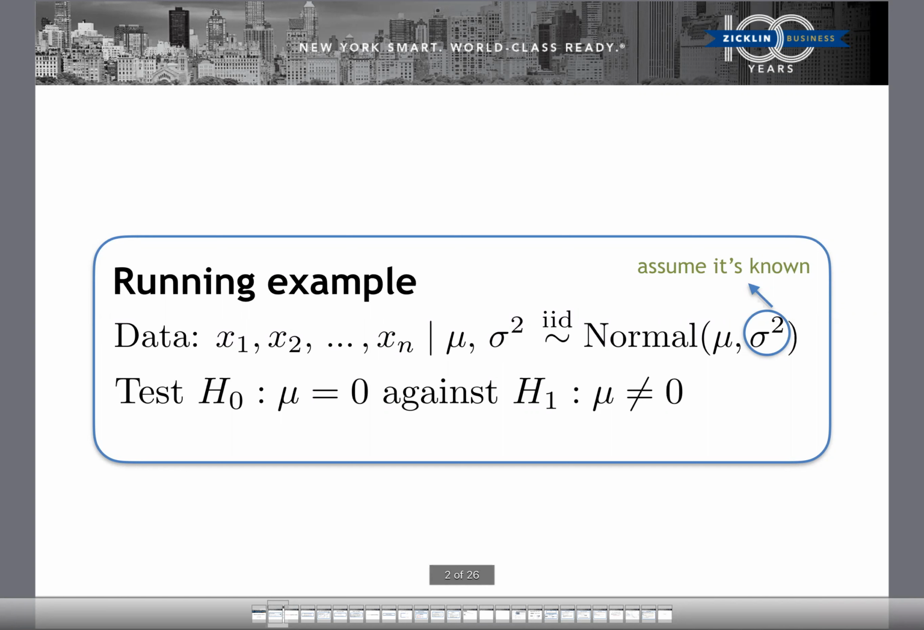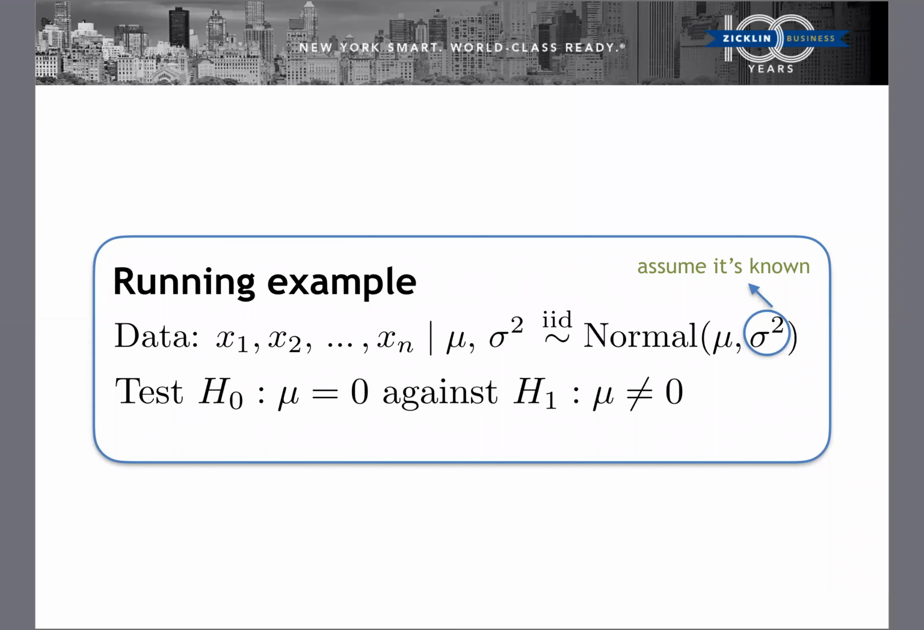The context is hypothesis testing. I'm interested in knowing whether the population mean, which is unknown to me, is equal to 0 or not. So the null hypothesis is that the population mean is equal to 0. The alternative is that the population mean is not equal to 0. Any questions on the basic setup? It's important that we're all on the same page because this is what I'm going to use for explaining everything.